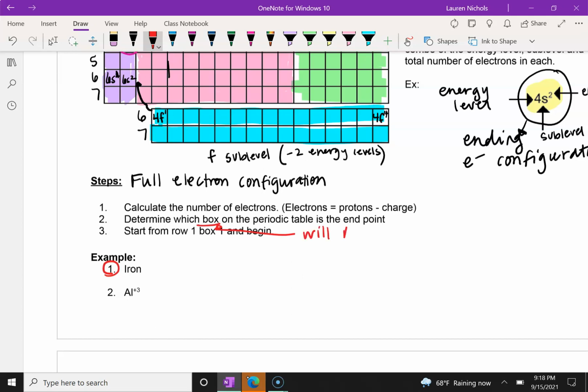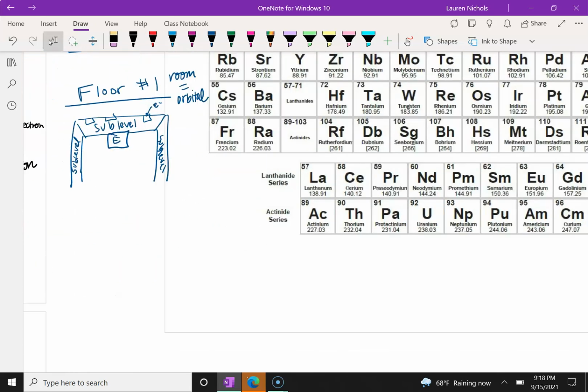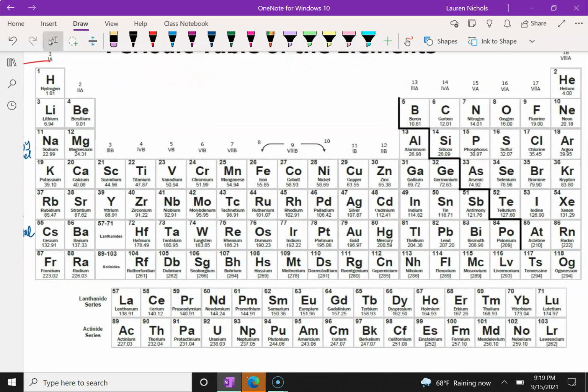The box will not always match the element. So I'm going to put that here. It will not always match the element. Okay, and then you start from row 1, box 1, and you begin to kind of walk across the periodic table. And again, you might be a little confused, but I promise it will make sense in a minute. So the first one we have is iron, which iron is Fe on your periodic table. So we're going to look over here at this periodic table, okay, and you'll see that iron is right here.